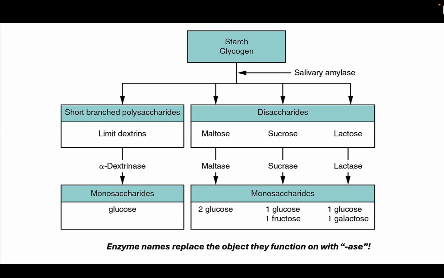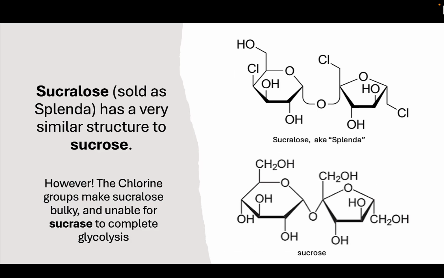When we look at enzymes, their naming replaces the name of the object they function on with -ase. So maltose is broken down by maltase. Sucrose is broken down by sucrase. And so when we're looking at enzymes, their name really refers to the object upon which they act. That really is key to their definition.